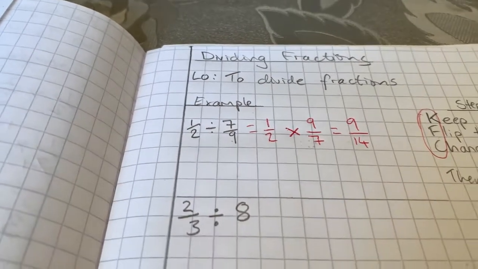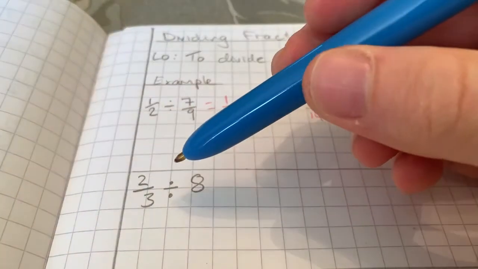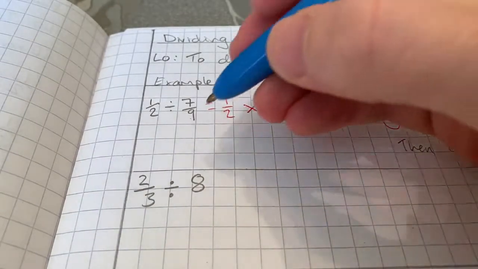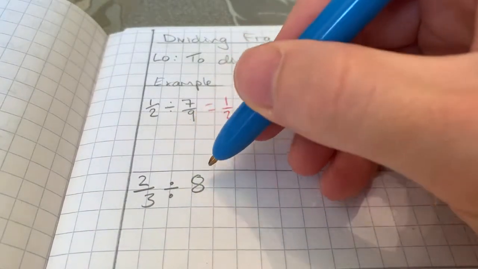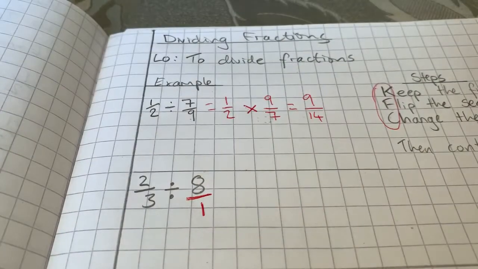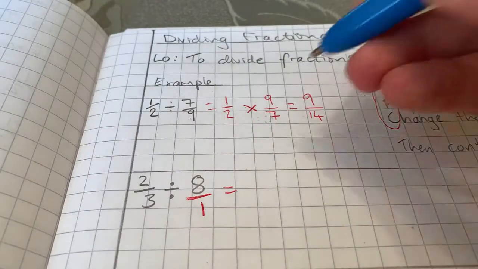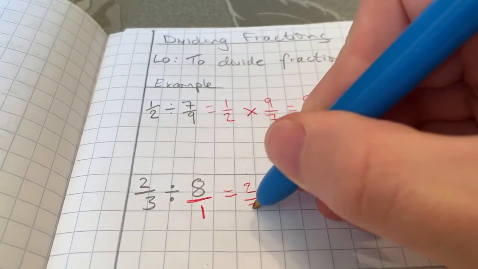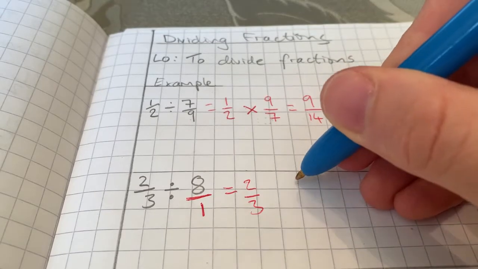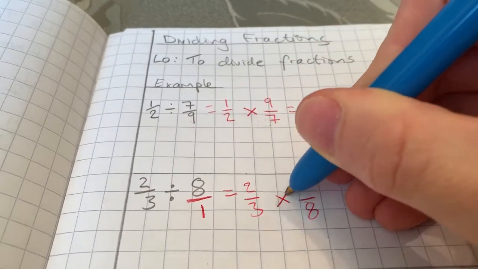So if we have a look at this second example here, I've got 2/3 divided by 8. What you need to remember, that 8 just means 8 over 1. So we're now doing our KFC. So keep the first fraction, 2 over 3. Flip the second one, 1 over 8. Change the sign to multiply.